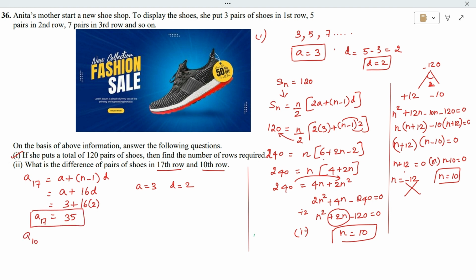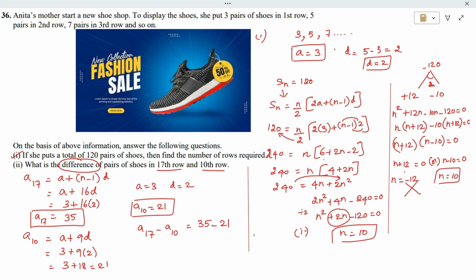So A10 is equal to A plus 10 minus 1, which is 9D. So substitute the values. So 3 plus 9 times 2. It is going to be 3 plus 18, which is 21. Isn't it? So I know A10 is going to be 21. Now they are asking me to find the difference. That is, I have to subtract A17 minus A10, which will be 35 minus 21. So it is 14, isn't it? That is your second answer.